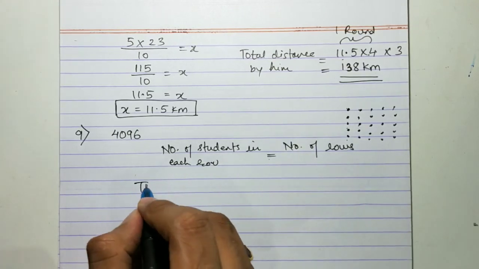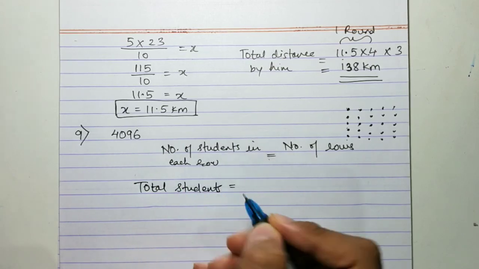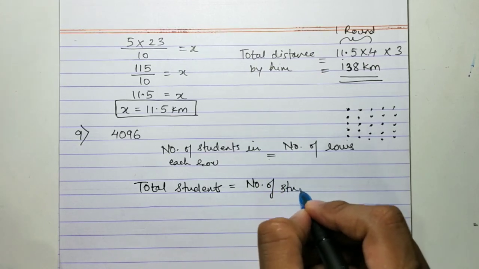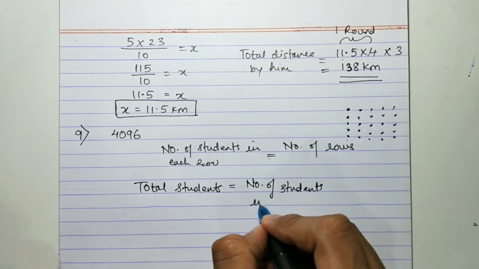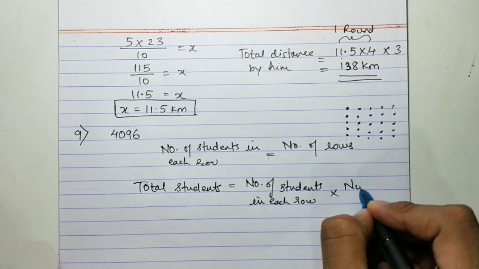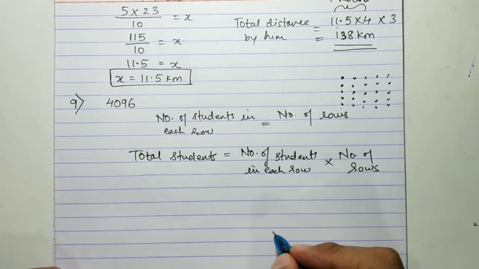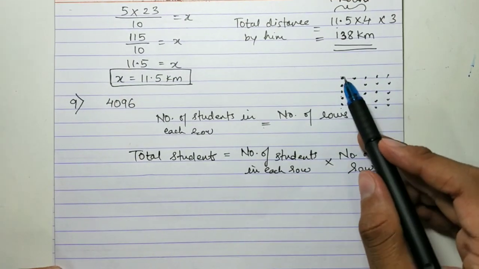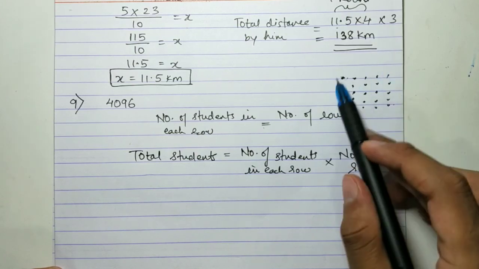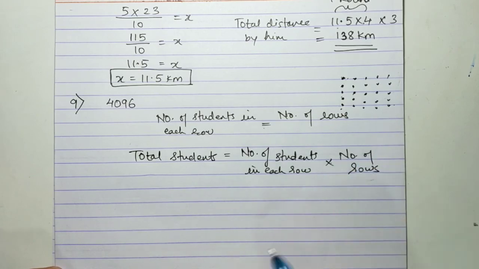Do you understand? See, 5 rows and each row has 5 students. Okay, number of students in each row is equal to number of rows. So total students will be equal to number of students in each row multiplied by number of rows. Okay, what are the total students? There are 5 students in a row and 5 rows, so 5 into 5 you will get 25.